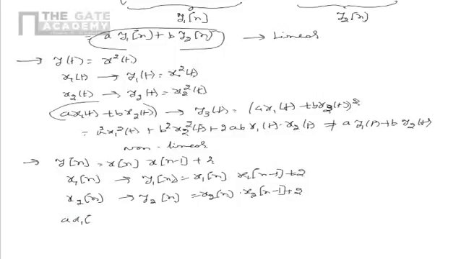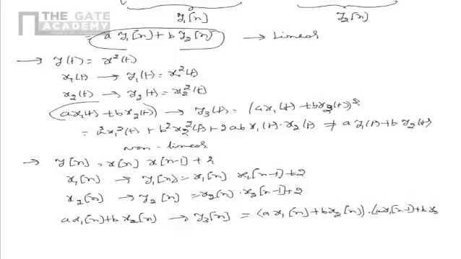So for an input of a x1n plus b x2n, the output can be written as y3 of n is equal to a x1n plus b x2n multiplied by a x1 n minus 1 plus b x2 n minus 1 plus 2. This is definitely not of the form a y1n plus b y2n. So from this we see that the given system is non-linear.